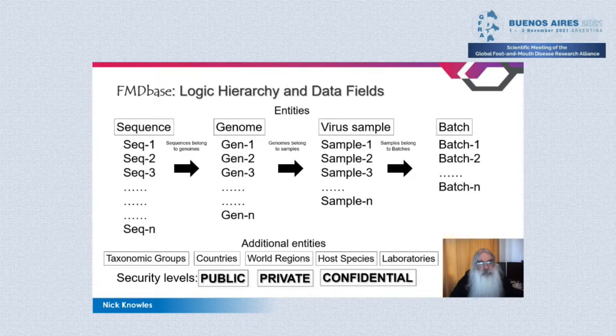The database has a number of entities, including sequence data, genomes, virus samples, and batches. Sequences belong to a genome, and genomes may belong to a sample. So there may be multiple sequences of a single genome, and there may be multiple genomes in a single sample. And then there are additional entities of taxonomic groups, countries, world regions, host species, and laboratories. And three security levels: public, private, and confidential.